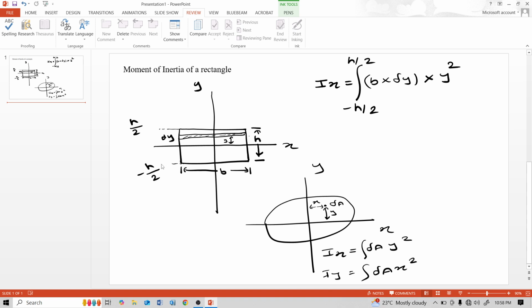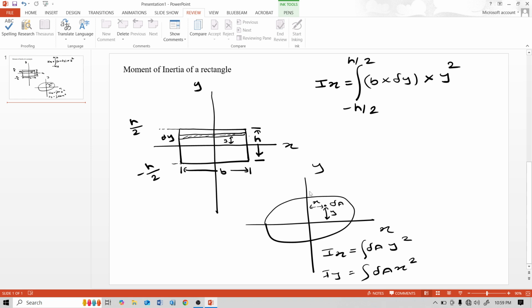The height h is split: half h distance is upward from the x-axis and half h distance is downward from the x-axis. That means the boundary conditions are minus h by 2 and h by 2. And this is an elemental strip of the whole rectangle, a small elemental strip of height delta y and width b.